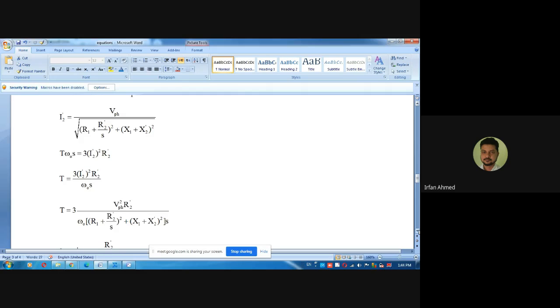Okay, so this is the expression for the torque of an induction motor: 3 Vth squared R2 dash divided by omega 0 into [(R1 plus R2 dash by S) whole squared plus (X1 plus X2 dash) whole squared], multiplied by S. How many variables do you see in this equation apart from torque? Or on the right hand side, how many variables do you see?